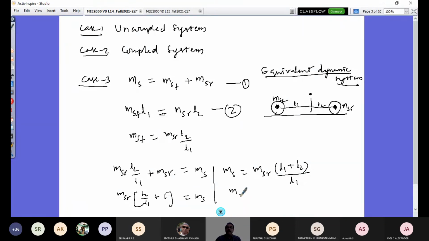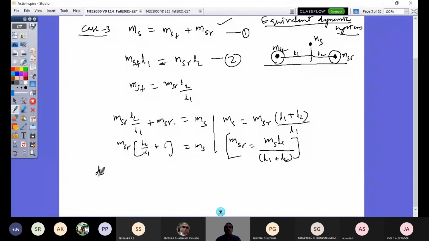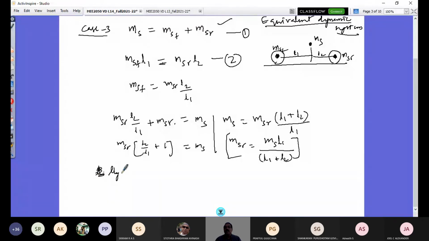Or it's going to say, what is the mass at the rear, MSR, is going to be MS L1. Look at here, this is the total mass MS. And that MS is the sum of these two from the first equation. Now, this mass into L1 by L1 plus L2. If the mass is over here, then I will have an equal and concentrated mass of my vehicle body at this point. And similarly, I'm going to have MSF is going to be MS L2 by L1 plus L2. So this is what is called a dynamic equivalent system.